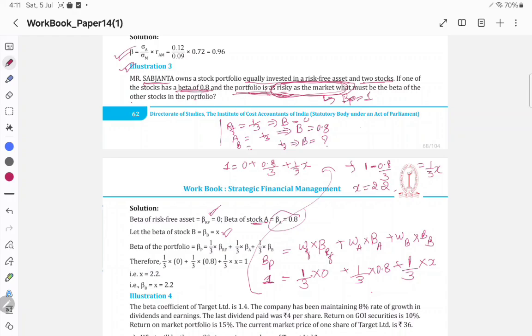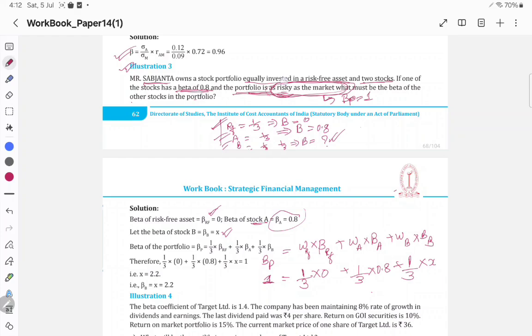So I think you are done with this question. Let me once again explain it. The question had all the information except the beta of the other stock, which we have assumed as B. It was given that this person, Mr. Sabjanta, has invested equally in all three: one was risk free, another was A, and the third was B. We had to calculate the beta of stock B.